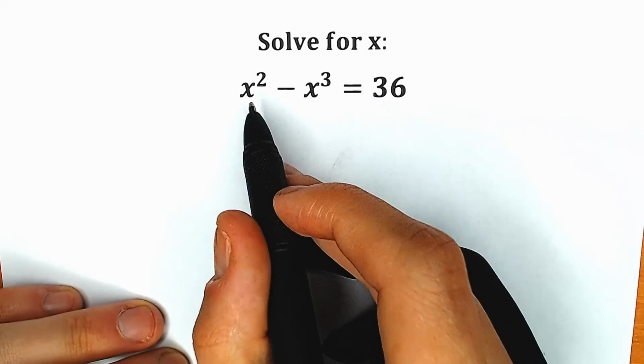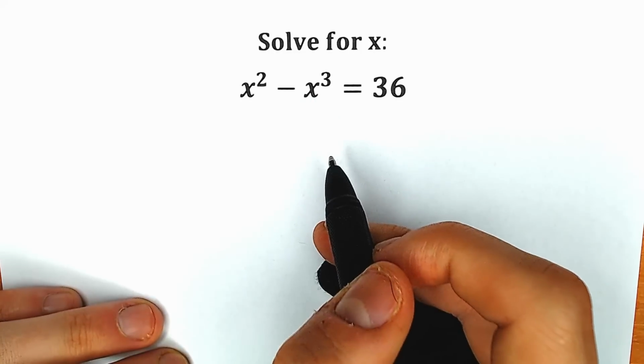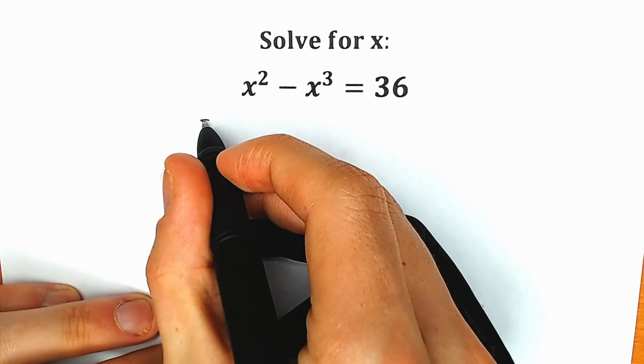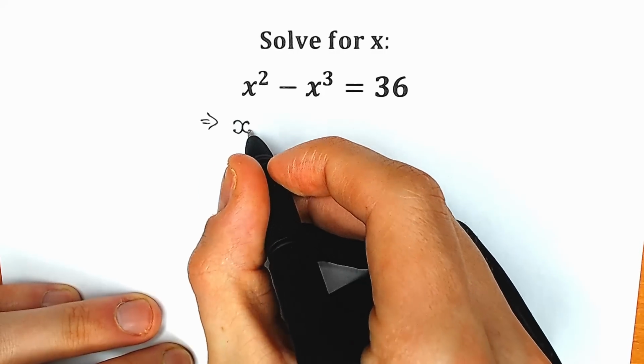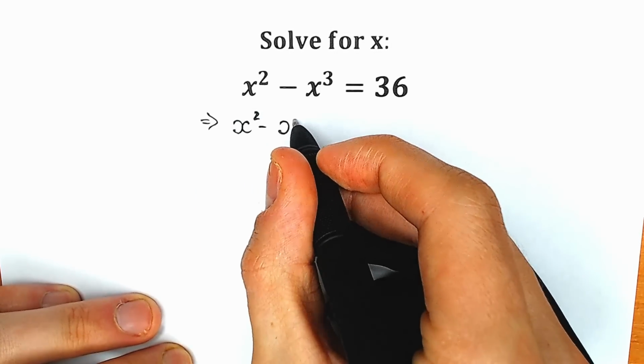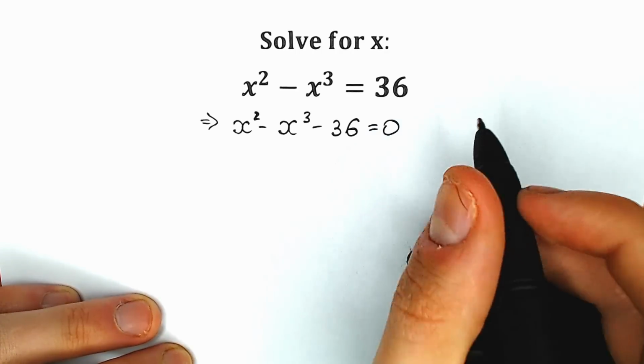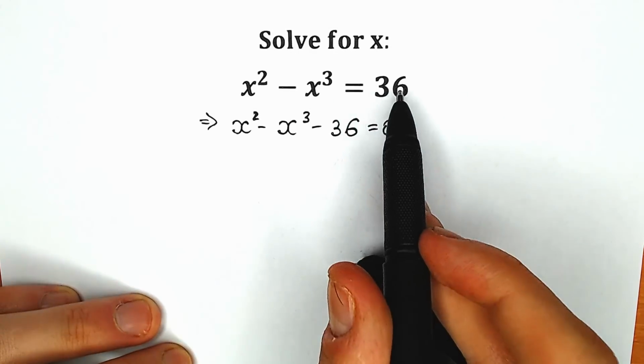So here's our equation: x squared minus x cubed equal to 36. So how can we solve it? First of all, let's write this 36 on the left side. As a result, we can easily write it as x squared minus x cubed minus 36 equal to 0. So our first step, we just bring this from the right side to the left side.